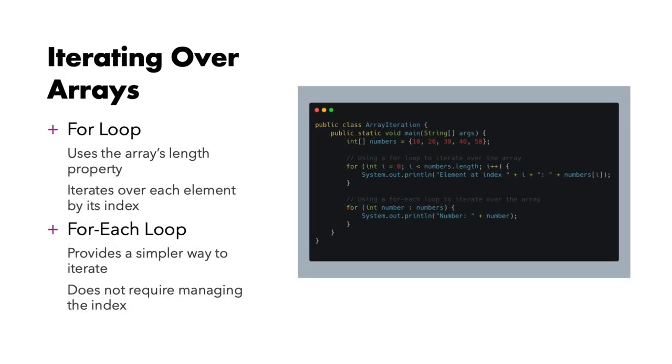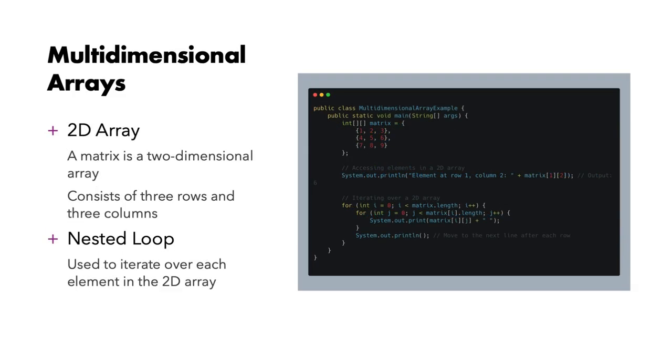You can iterate over arrays using loops. The traditional for loop uses the array's length property and iterates by index. The for-each loop simplifies iteration without managing the index. Java supports multi-dimensional arrays, such as two-dimensional arrays or 2D arrays with rows and columns. Nested loops help iterate over each element in these arrays.